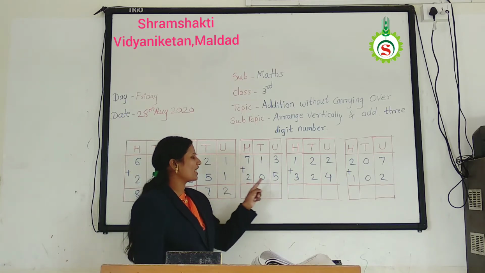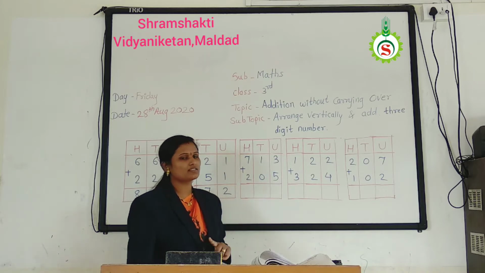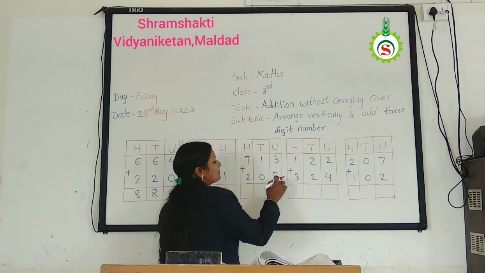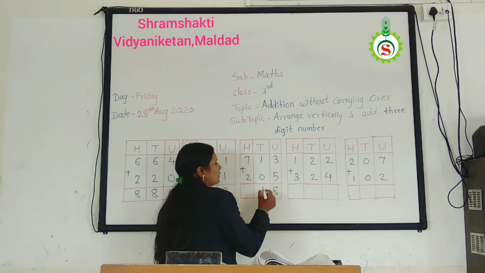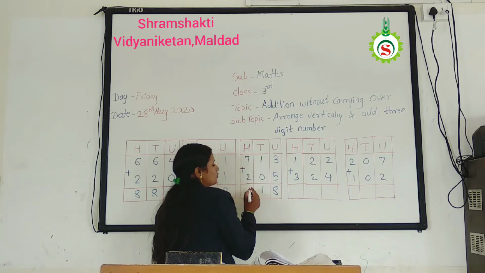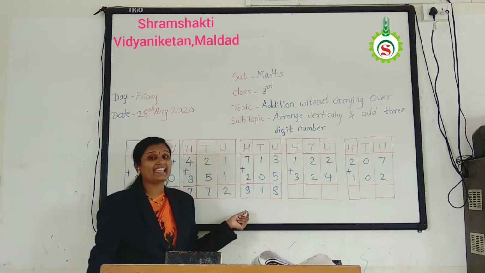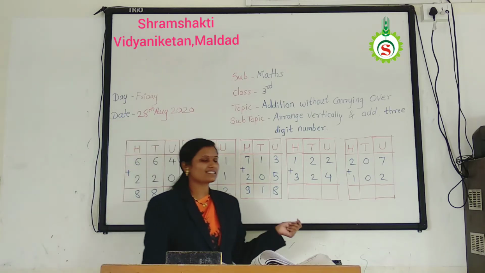713 plus 205. You see first unit column. 3 plus 5, 8. 1 plus 0, 1. 7 plus 2, 9. We get 918. See the next example.